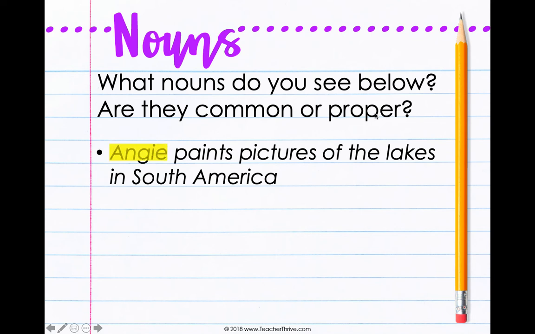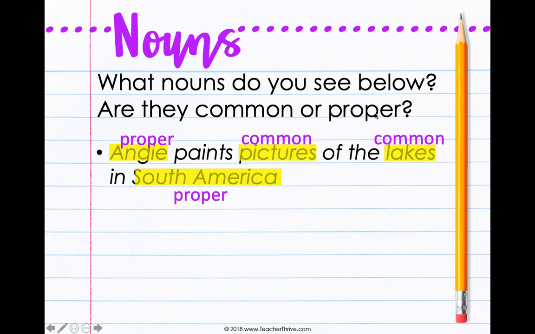All right, let's see what we have in our sentence. There are actually a lot in this one, okay? So Angie, that's a name, so it is proper. Pictures. You have to ask yourself, kiddos, this is a good way to tell the difference. Is this a name? Also, look at the letter. Is that lowercase or uppercase? When it is lowercase and it is not a name, it is common.